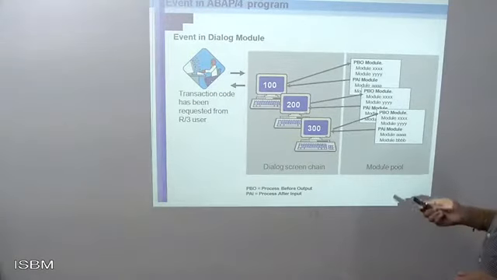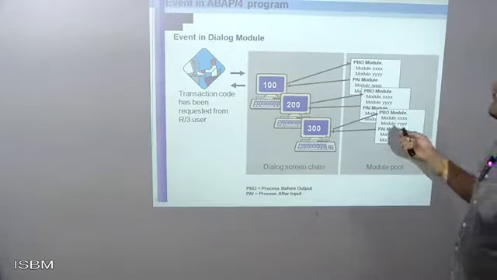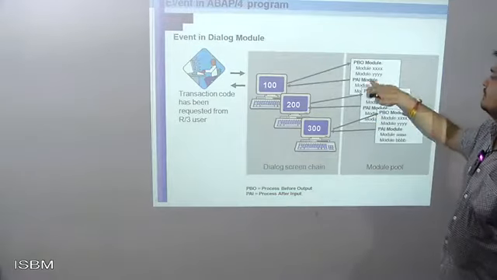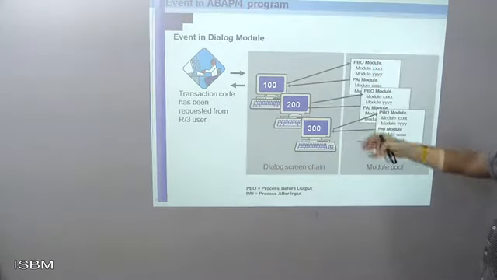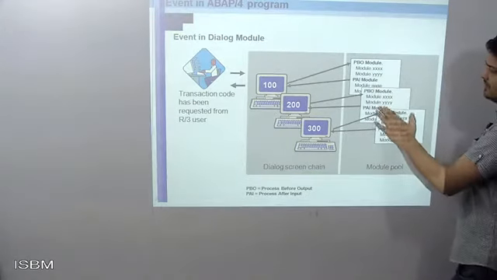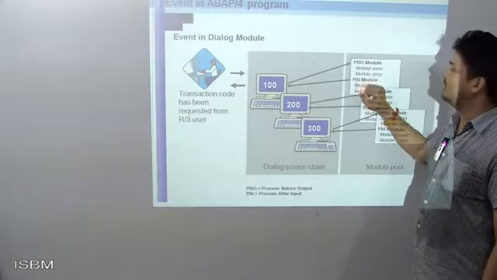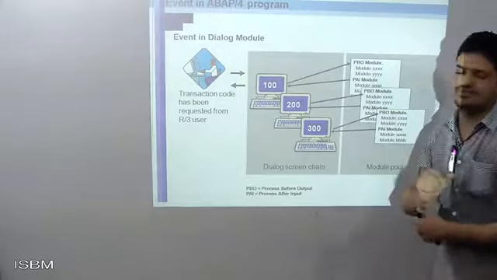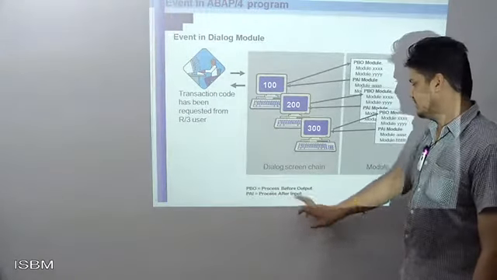So events in the dialog module first. There are three things: PBO, PAI, and the module chain for the dialog screen. For different screens, there are different modules. For screen 100 there are two events, for screen 200 there are two events, for screen 300 there are two events: PBO and PAI, PBO and PAI, PBO and PAI. So these are the events. PBO stands for process before output and PAI for process after input. These are the events we use in the ABAP 4 dialog module. This is overwritten: process before output and process after input.